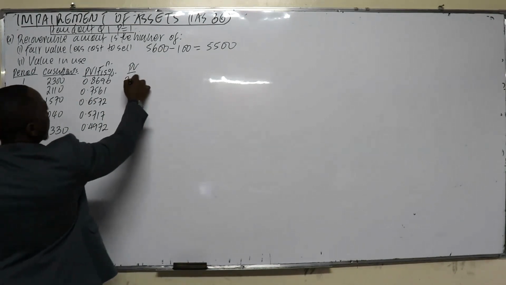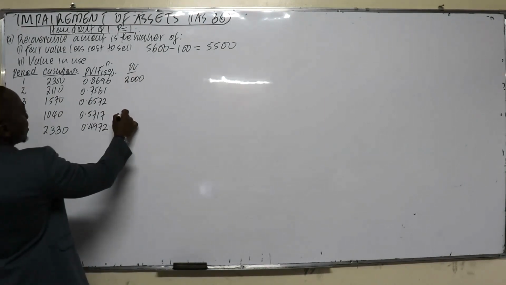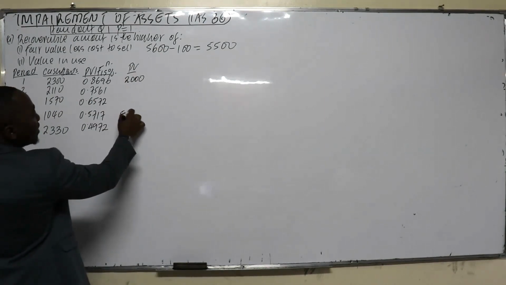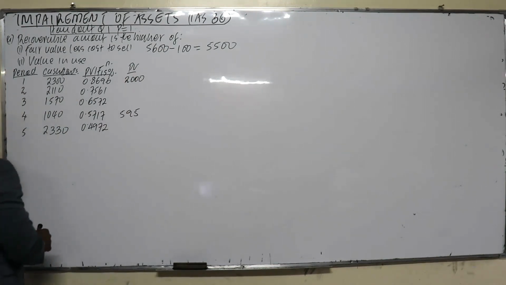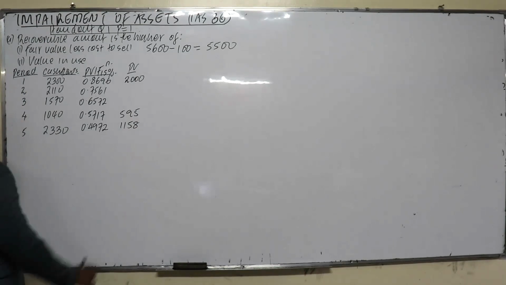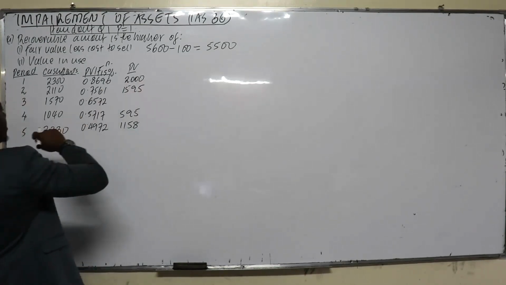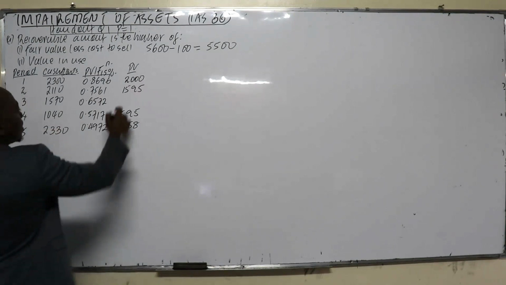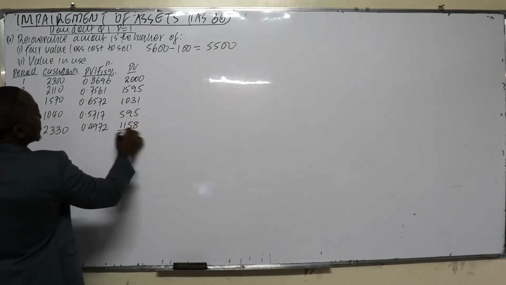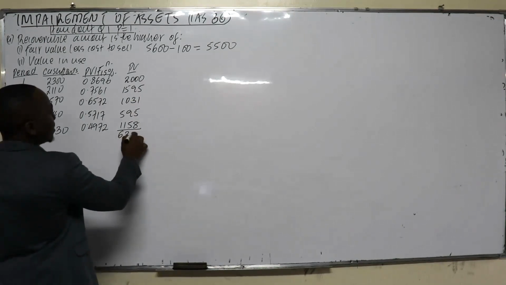The first one is 2,000. Year 4 is? 595. 1158. 1595. Year 3? We have 10, that one. Now let's add the total present value. Add the total present value. Sorry, 16? 6380.